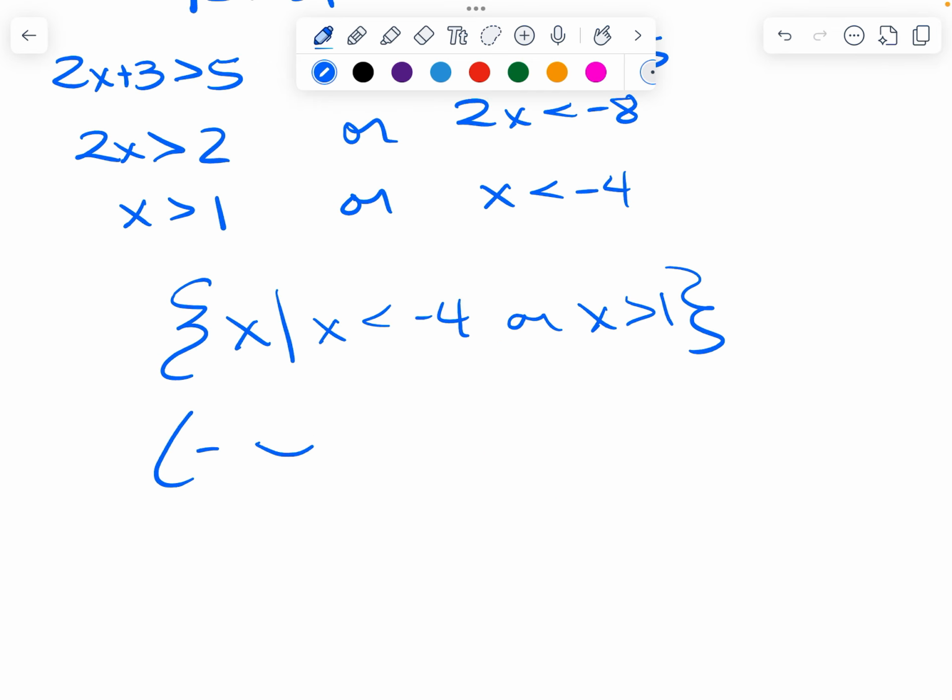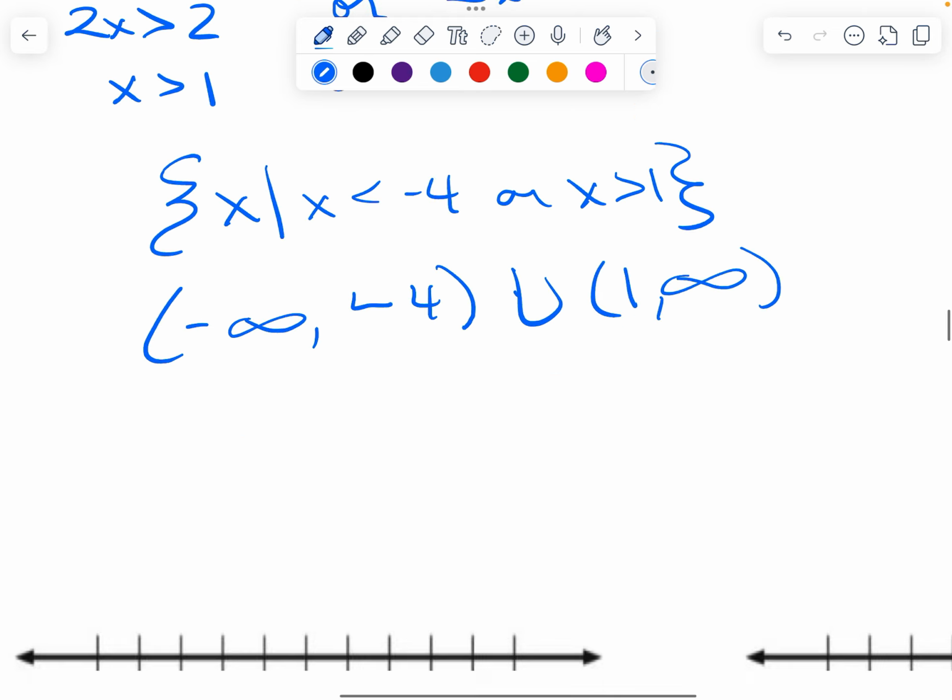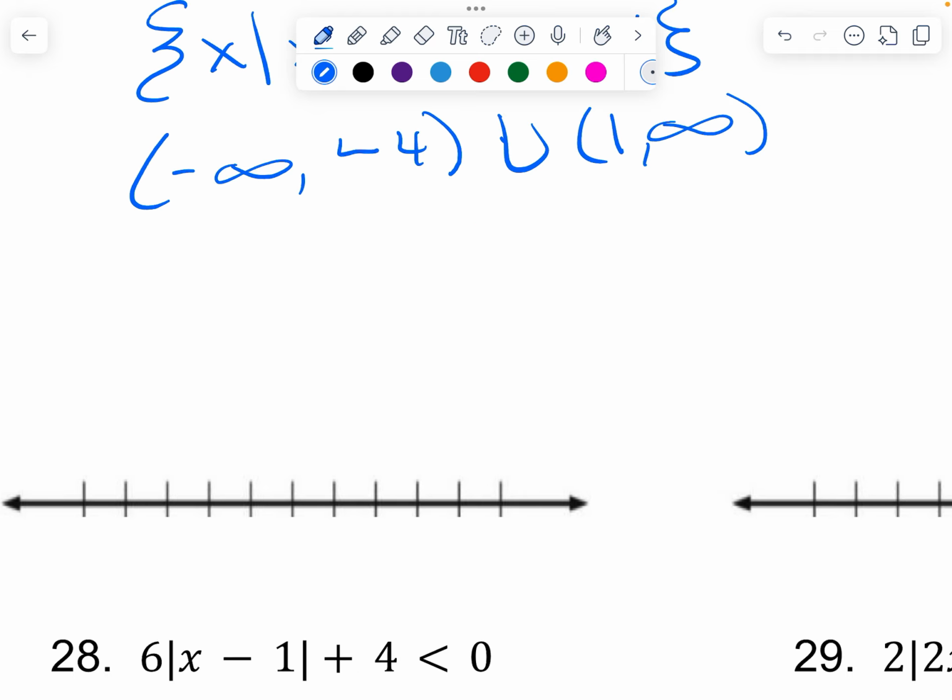So negative infinity to negative 4, union 1 to positive infinity. So negative 6, negative 5, negative 4, negative 3, negative 2, negative 1, 0, 1, 2, 3, 4. At positive 1, it's going up and above. At negative 4, it's going down and below.